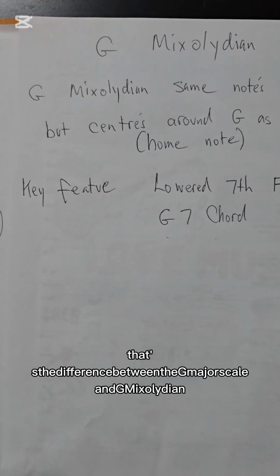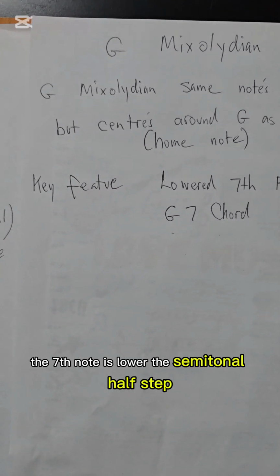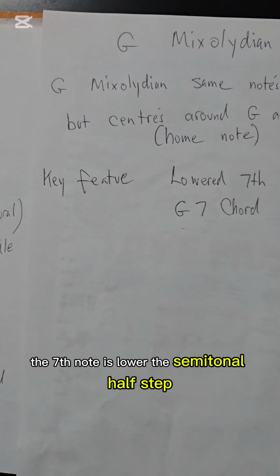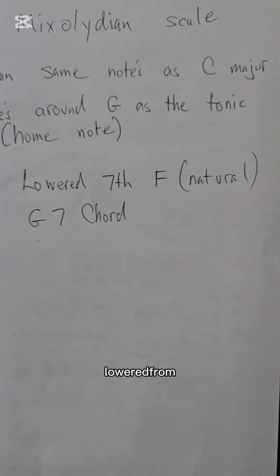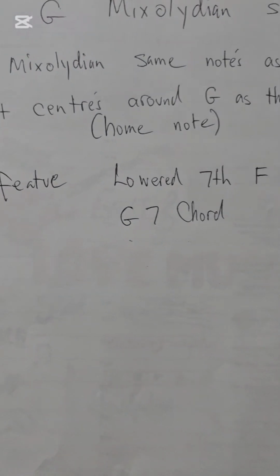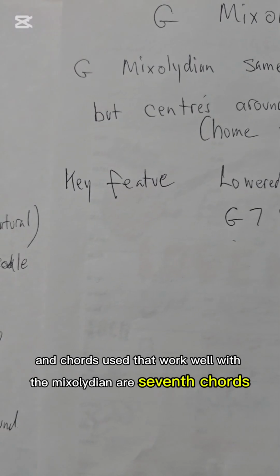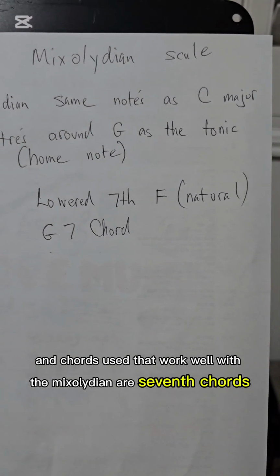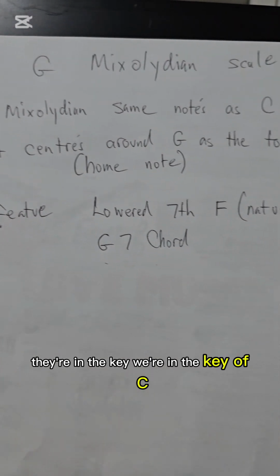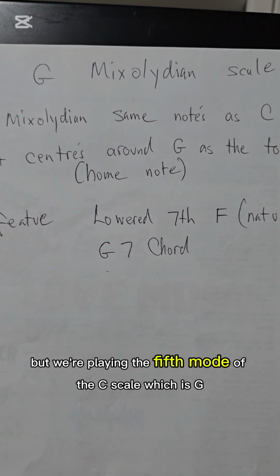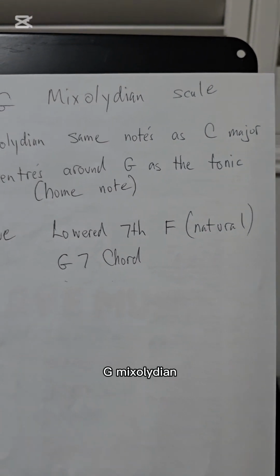Okay, so that's the difference between the G major scale and G Mixolydian. The seventh note is lowered a semitone or half step. That's the F here, lowered from F sharp down to F. And chords that work well with the Mixolydian are seventh chords. We're in the key of C, but we're playing the fifth mode of the C scale, which is G Mixolydian.